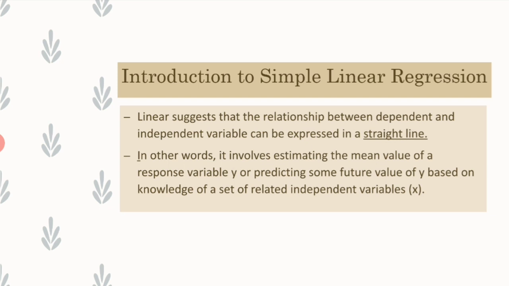Now, we move into the introduction of the simple linear regression. In the context of this, linear suggests that the relationship between the dependent and independent variable that we mentioned before can be expressed in a straight line. In other words, it involves estimating the mean value of a response variable y or predicting some future value of y based on knowledge of a set of related independent variables.